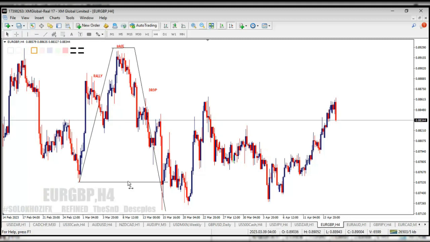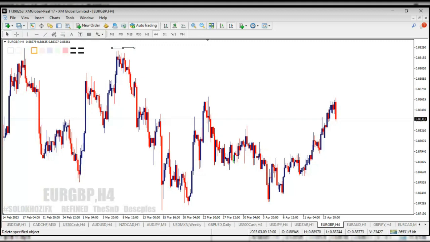Okay, so we've got our rally base drop. That's number 2. Confirmed. So number 3, let's look if we do have any liquidity that has been created here, where they might try and trap some of the sellers and some of the buyers, of which we do have here.